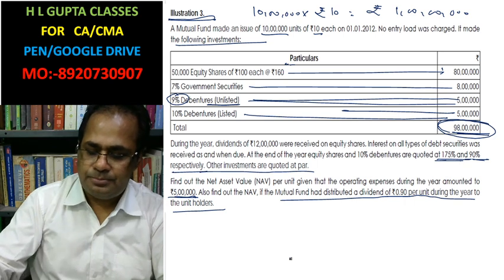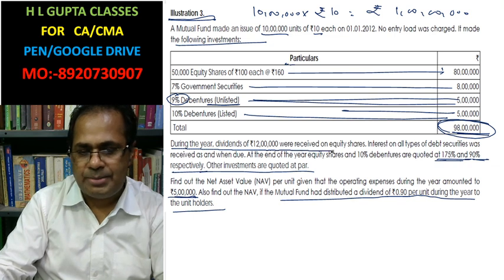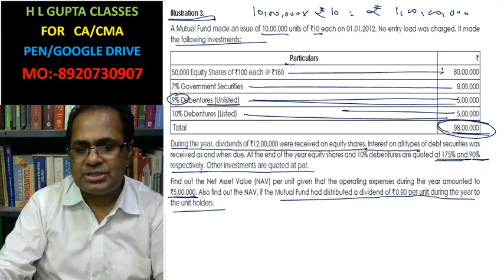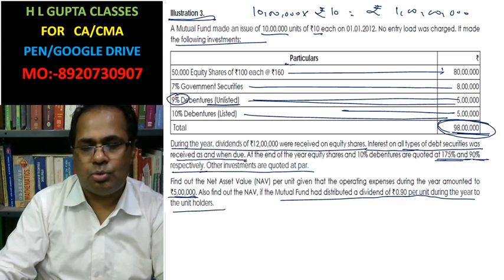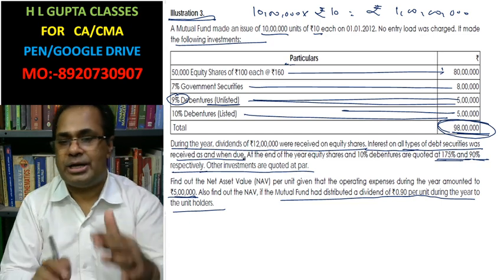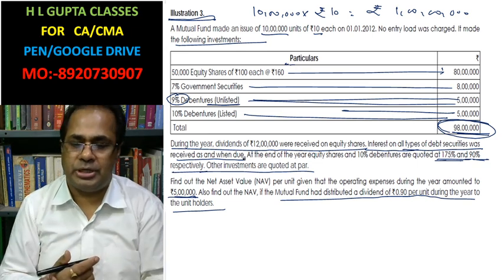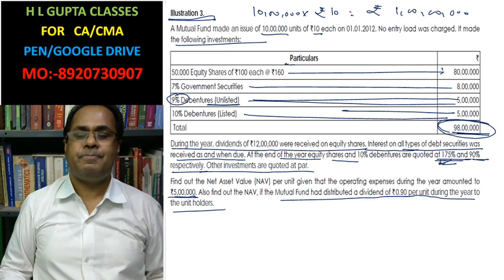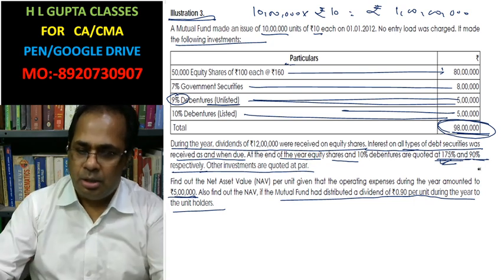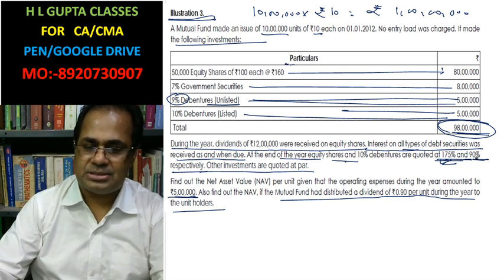In this given question, it is saying that during the year 12 lakh was received on equity shares. Interest on all other debt securities was received as and when due. It is assumed that all due dates come and we have received all the interest. Now at the end of the year equity share is valued at 175% and listed debentures at 90% respectively.